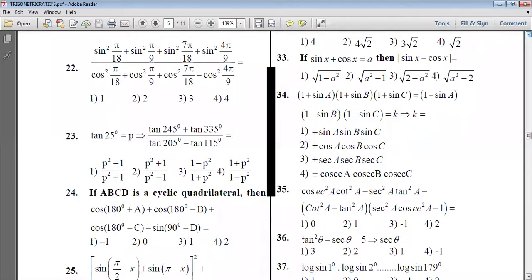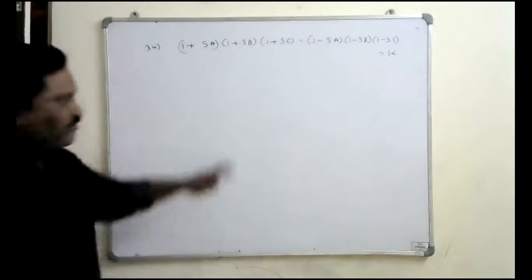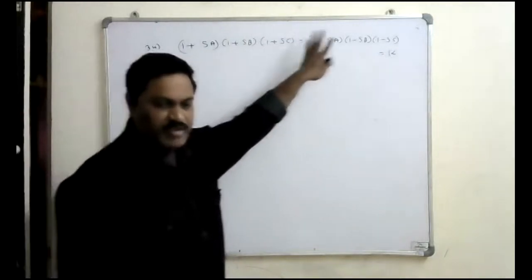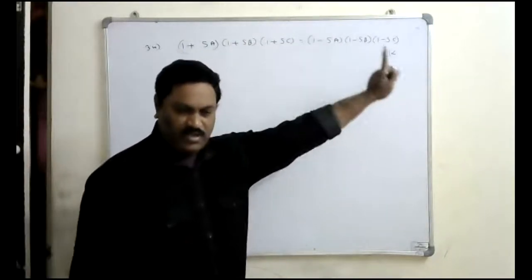1 plus sin A into 1 plus sin B into 1 plus sin C is equal to 1 minus sin A into 1 minus sin B into 1 minus sin C is equal to K. Then what is the value of the K? Second option. Now look at this. They are given that this value and this value are equal. Both of them are equivalent to the K.